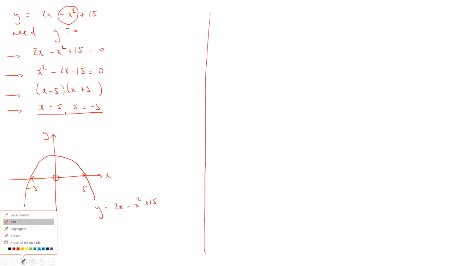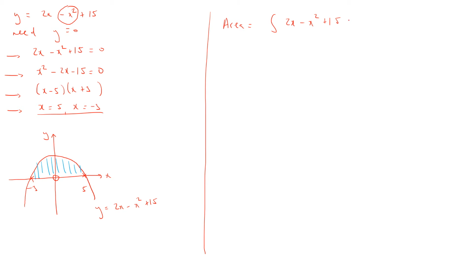So again, I'll do it in blue. It wants this area here, okay? But we know integration's amazing. So the area is going to be the integral of the function from -3 to 5, okay? So if we integrate this function now, you're going to get 2x squared over 2, take away x cubed over 3 plus 15x between the two limits.